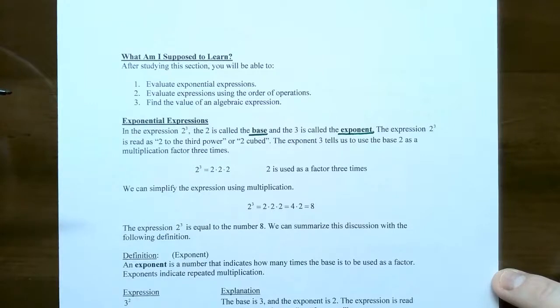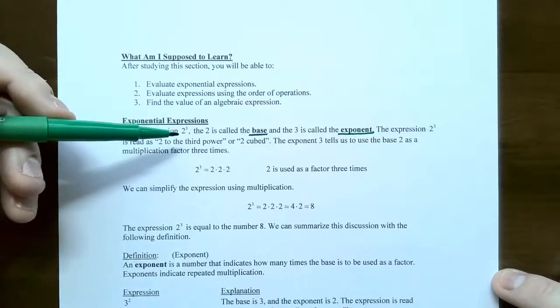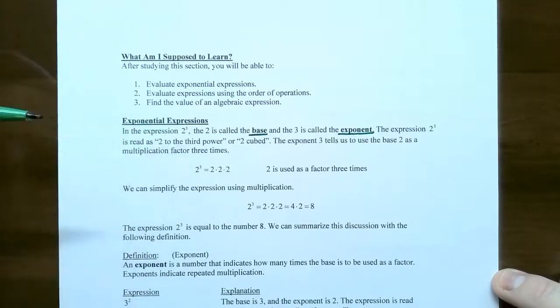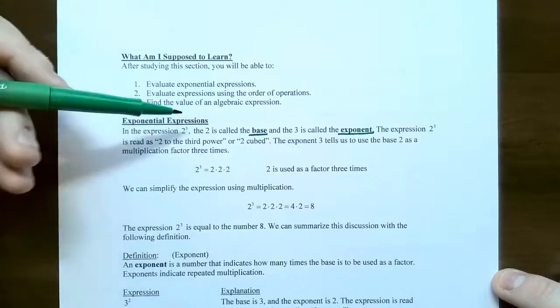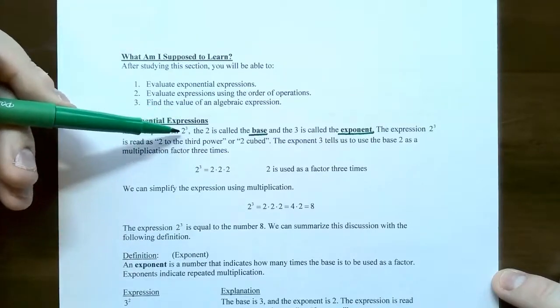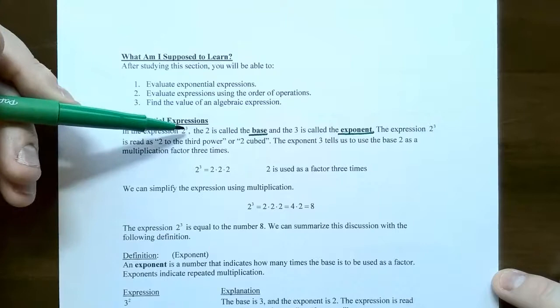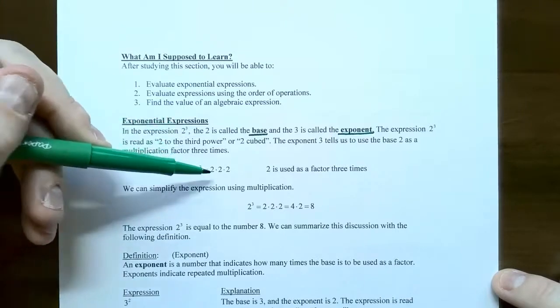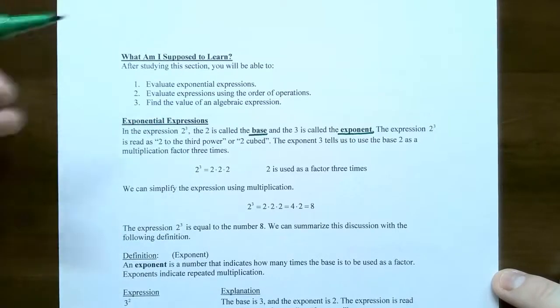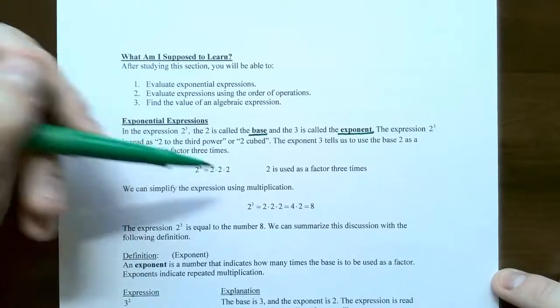It tells us how many times you are multiplying the base two with itself using multiplication. So this would be base two times itself three times. So 2 to the third power would be 2 times 2 times 2. These 2's have names. Those are called factors. So you would have 3 factors of 2.